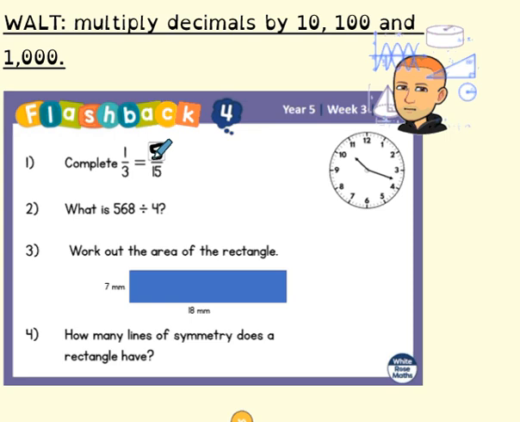Question 2, a division question, looking at using the bus stop method again that we looked at and practiced yesterday. The answer to this will be 142, hopefully. Question number 3, work out the area of the rectangle.